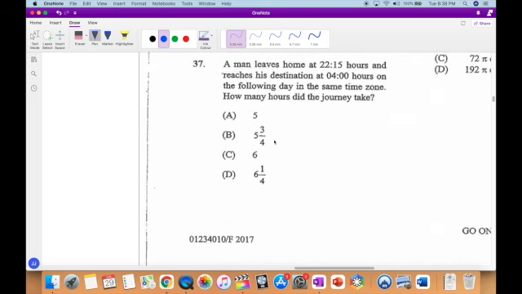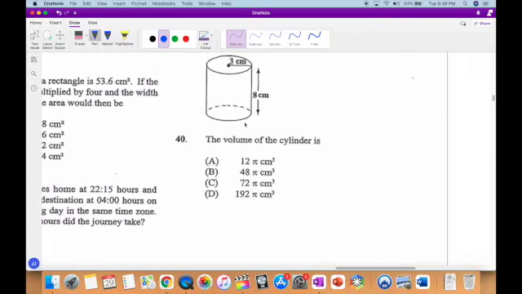A man leaves home at 22:15 hours and reaches his destination at 4:00 hours on the following day in the same time zone. How many hours did the journey take? Well, 22:15 is actually 10:15 p.m. So that was 10 o'clock in the night. So from 10, 11, 12, 1, 2, 3, 4 hours. So we're looking at 1, 2, 3, 4, 5, 6 hours. But he left home at 10:15, so it would have been 5 3/4 hours. It's a long time to drive.